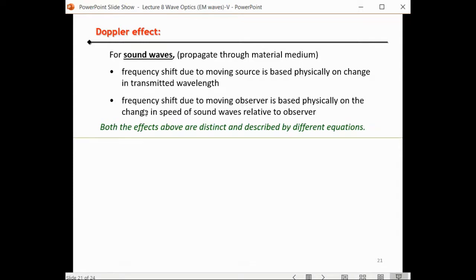If the observer is moving instead of the source, the frequency shift will be based physically on the change in speed of sound waves relative to the observer. Both these effects are distinct, being described by different equations.